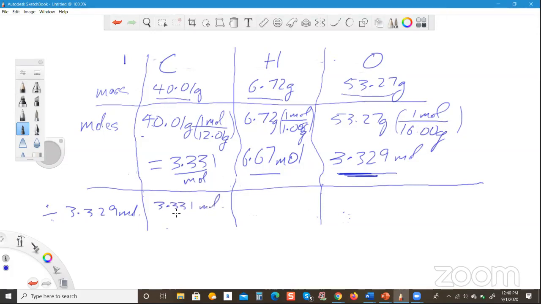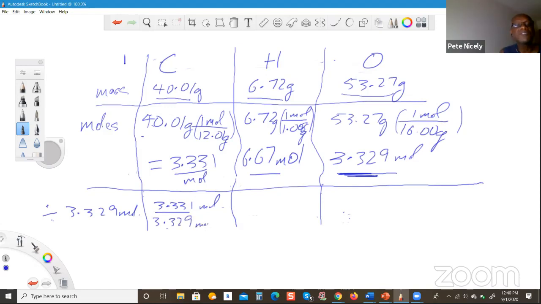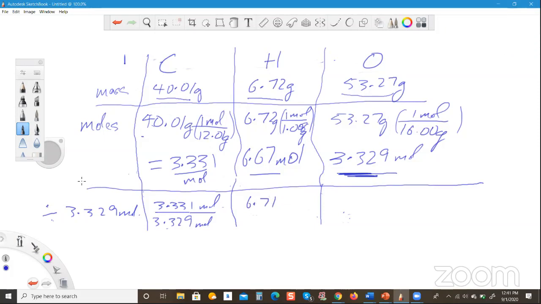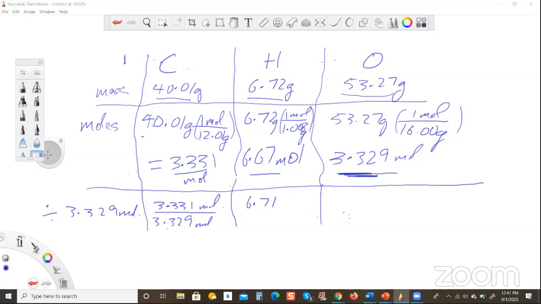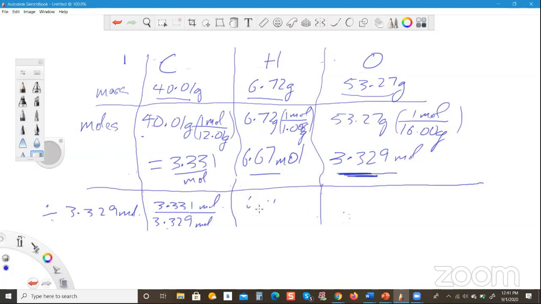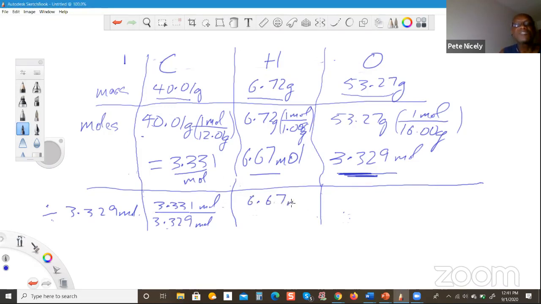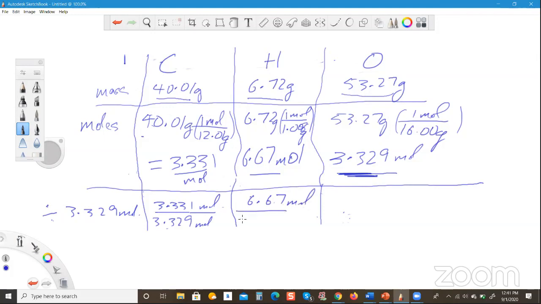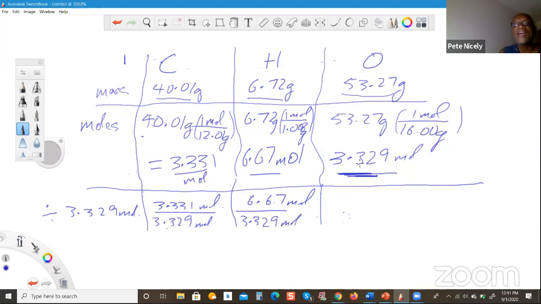So here you're going to have 3.331 moles divided by 3.329 moles. And I'll do the same thing here, 6.67 moles divided by 3.329 moles. And then finally, this divided by itself will give you 1. So I'm just going to put 1 right here.